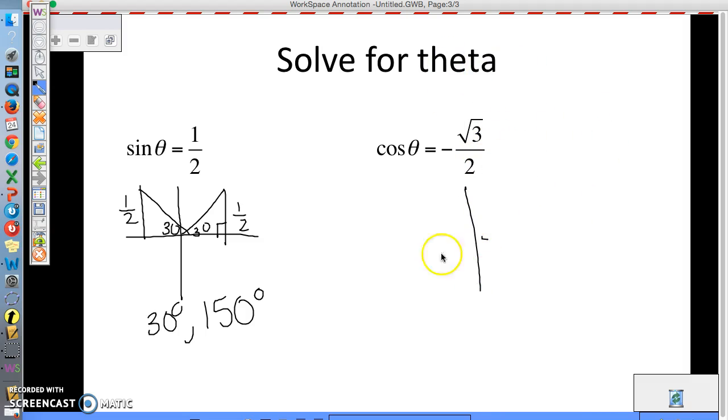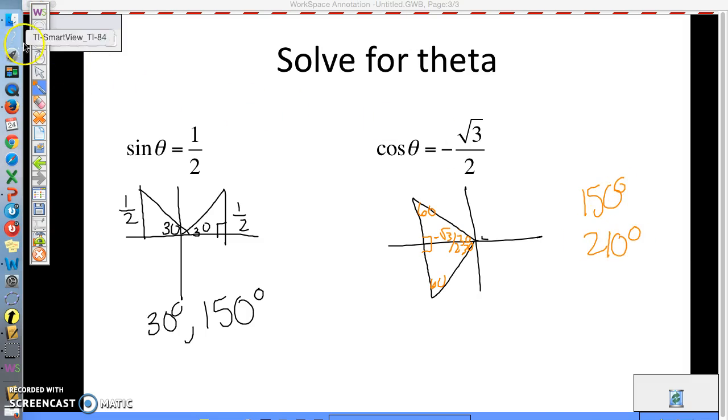The cosine equals negative root 3 over 2. Well, cosine is our x value. So we have negative root 3 over 2. We know opposite that is 60. So again, these are 30-degree reference angles. So we have 150 degrees and 210 degrees.